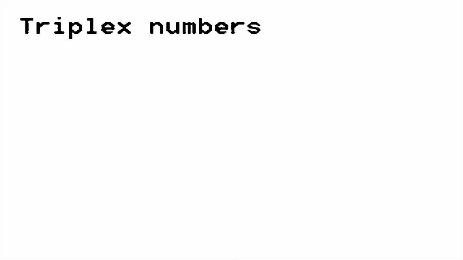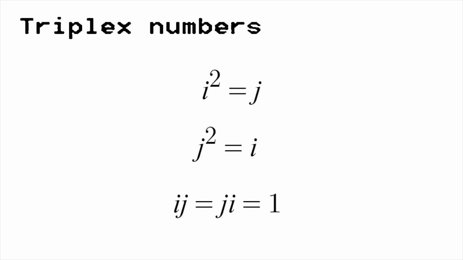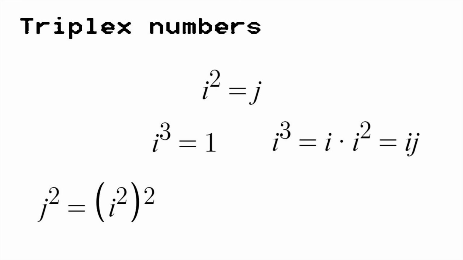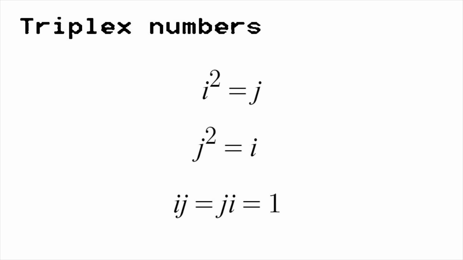i and j are defined such that i squared equals j, squared equals i, and ij equals 1. Another way to write this would be that i squared equals j and i to the third equals 1, since i to the third equals i times i squared equals ij, and j squared equals i squared squared equals i to the fourth equals i times i to the third equals i times 1. Yeesh. Since ij equals 1, a name more consistent with the scheme of complex and split complex may be to call these the split triplex numbers, but that's a bit of a mouthful, so I won't be using the term today.